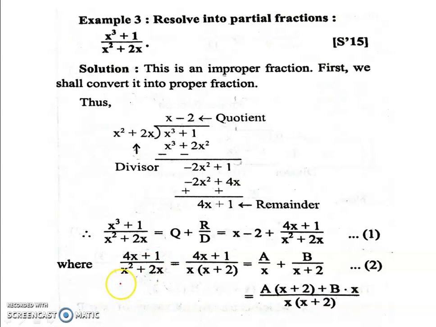Now 4x plus 1 upon x square plus 2x. We take x common in the denominator: capital A upon x plus capital B upon x plus 2. We have to solve this in the form of the non-repeated factor method, by cross multiplication. 4x plus 1 is equal to A into x plus 2 plus B into x.